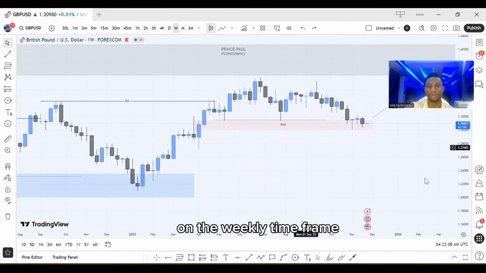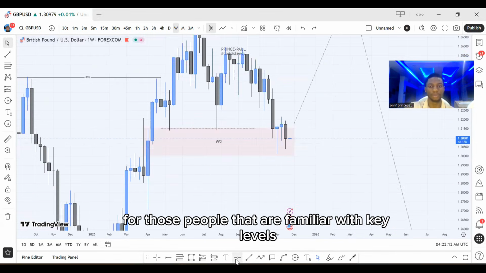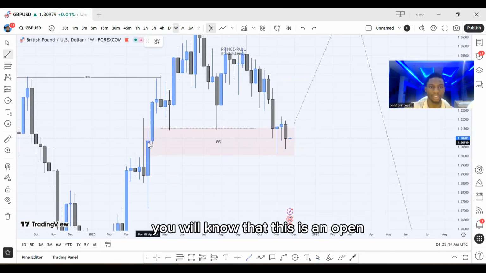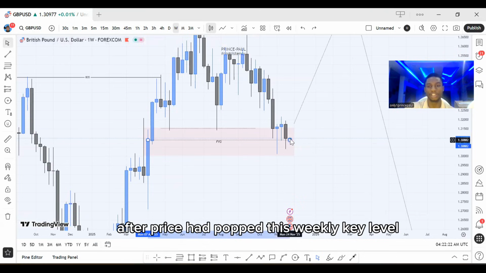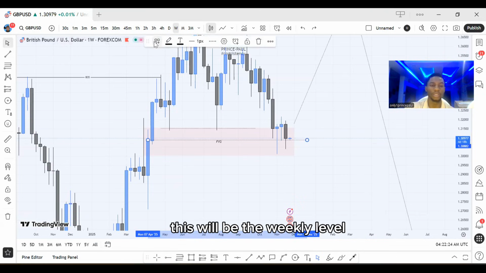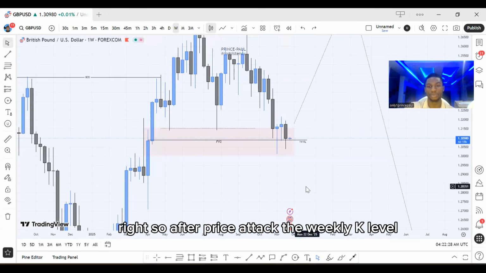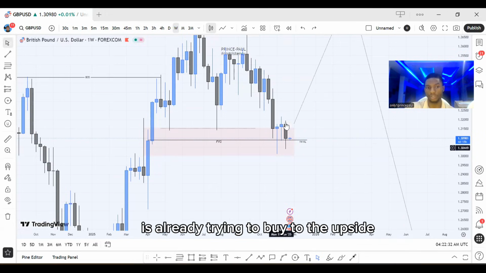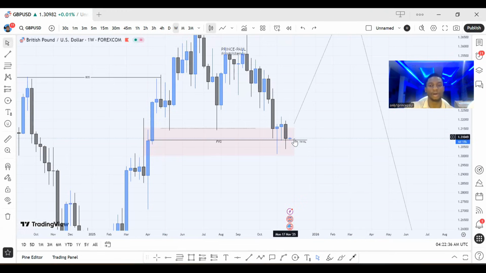On the weekly time frame, for those people that are familiar with key levels, you will know that this is an open close key level over here. So it's another confluence to buy price. After price has tapped this weekly key level, which is a weekly support area, right? So after price has tapped the weekly key level, you can see the reactions. It's already trying to buy to the upside. You see the weak rejections and all that.